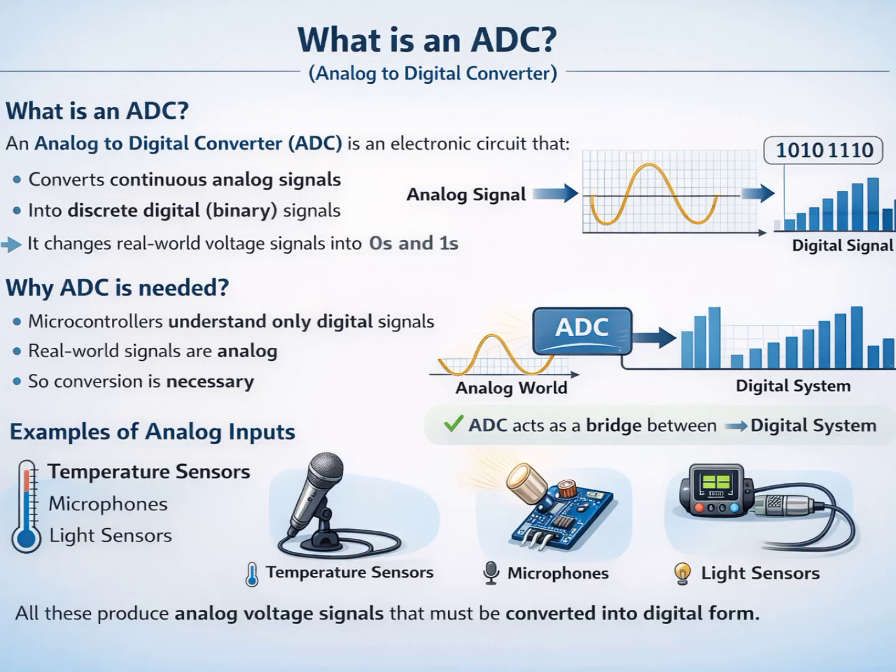What is an ADC? An analog to digital converter is an electronic circuit that takes continuous analog input, converts it into digital binary output. Why do we need ADC? Because microcontrollers understand only digital signals. But real-world signals like sound, light, and temperature are analog. Examples include temperature sensors, microphones, light sensors. So ADC acts as a bridge between analog world and digital world.